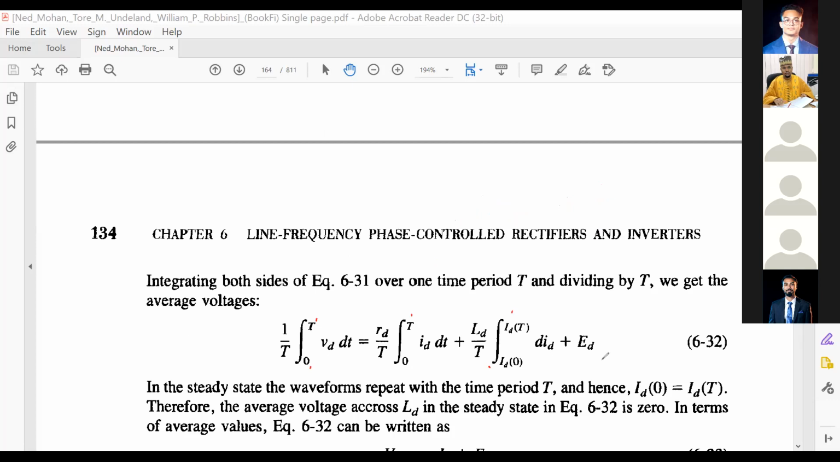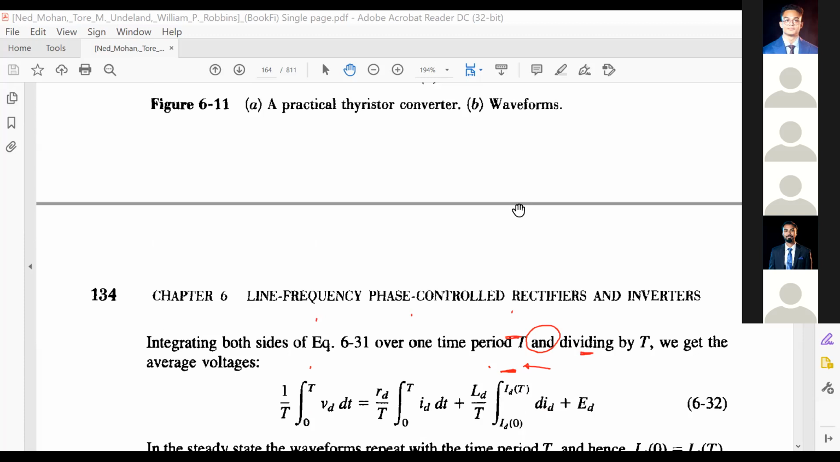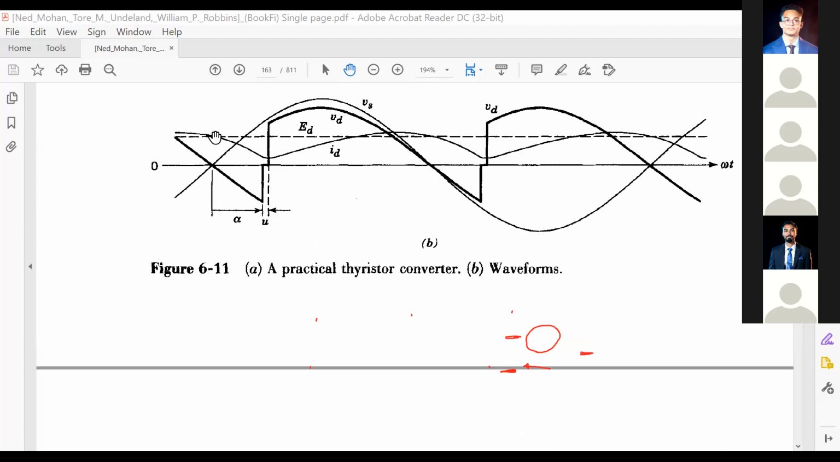You understand this one, right? Yes, sir. Okay. So why are they not integrating this thing? So this will be ID from 0 to, this 0 means not ID zero, rather the current ID at omega t equal to 0. You understand? So this is the operator dID. So you have to find out the current at omega t equal to 0, and you have to take the current at omega t equal to T. Okay, let us have a look at the current again, then we will get the idea. So we have to find out what is the current here.